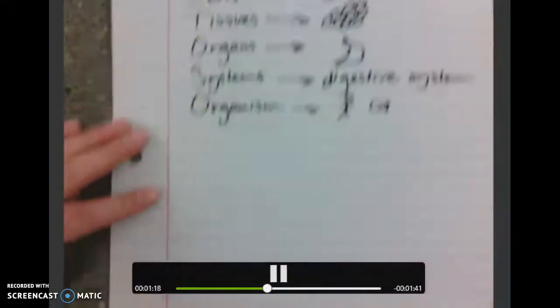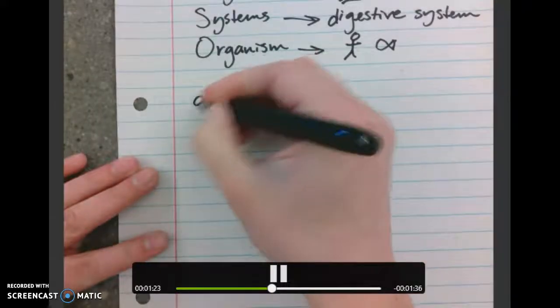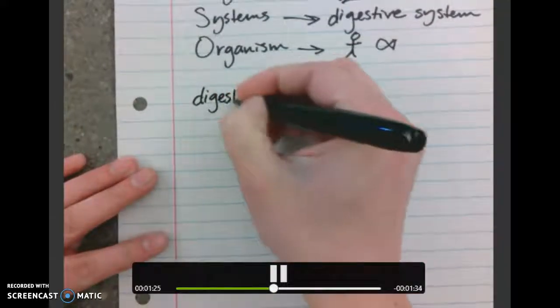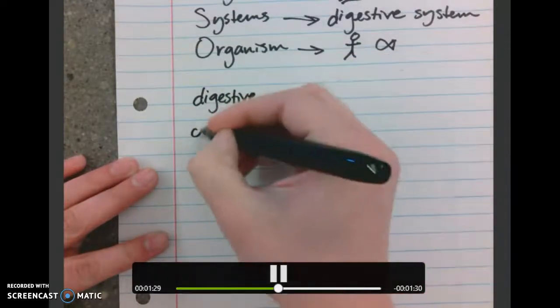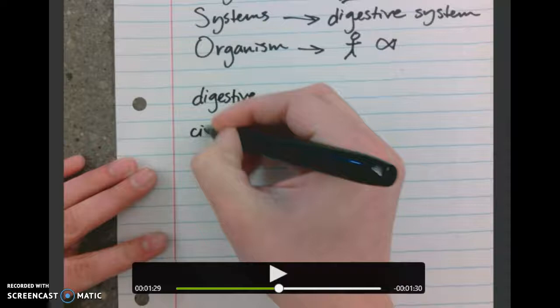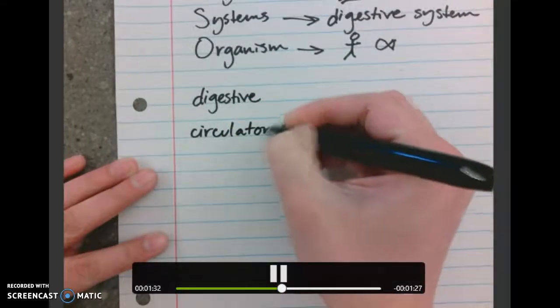Also, you're going to need to know about some certain organ systems and what their functions are. I'm going to write right now which systems you need to understand. So the digestive system, you need to understand the purpose of the digestive system is to break down food and remove the nutrients. Also, the circulatory system you need to understand.